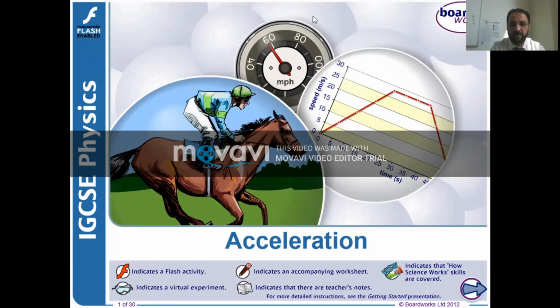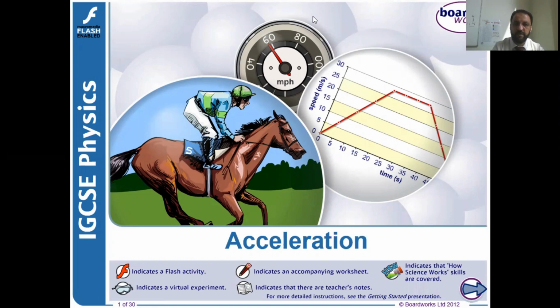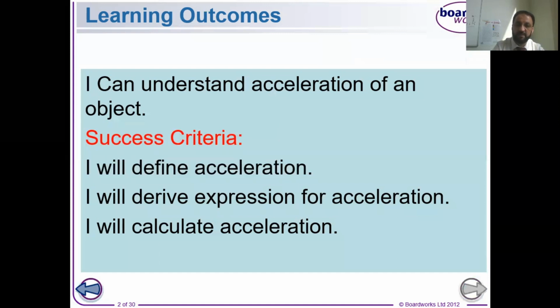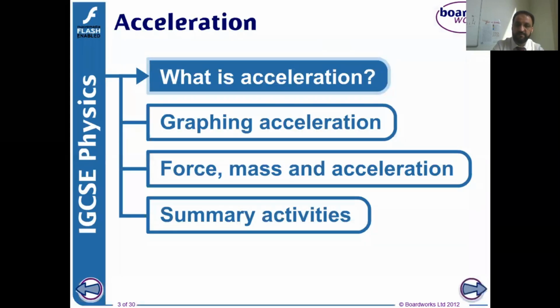Good morning, everyone. Today we are going to start a new lesson, that is acceleration. The learning outcome of today's lesson: I can understand acceleration of an object. Success criteria: I will define acceleration, I will derive an expression for acceleration, and I will calculate the acceleration.